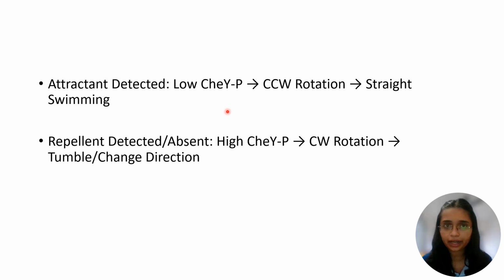So now let's summarize this. When the attractants are present, the concentration of CheY-P is lower and flagella rotate anticlockwise and the bacteria move forward without changing direction. But when repellents are present, the concentration of CheY-P is higher and flagella rotate clockwise and it changes its direction.